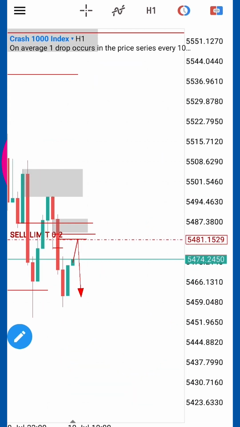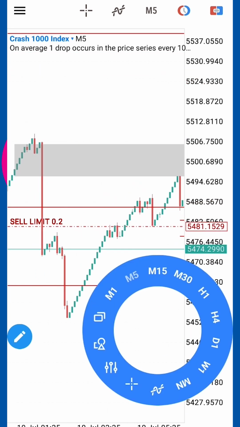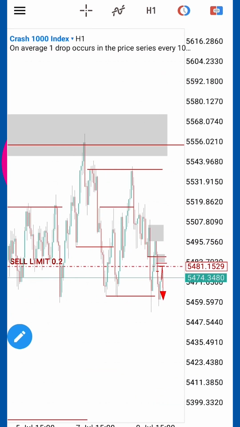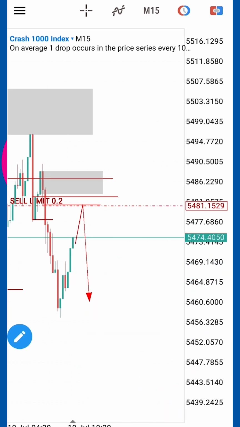So my target is not too much. I don't expect to make a lot of money from this trade alone. So after we get the amount I desire, we'll move on to the next trade. So yeah, we'll wait for the after.